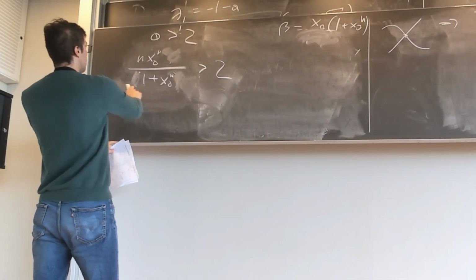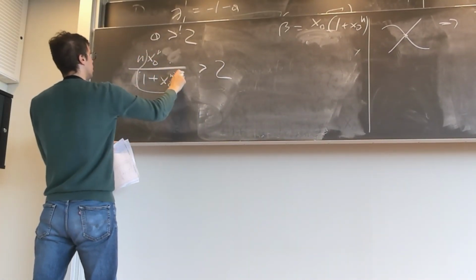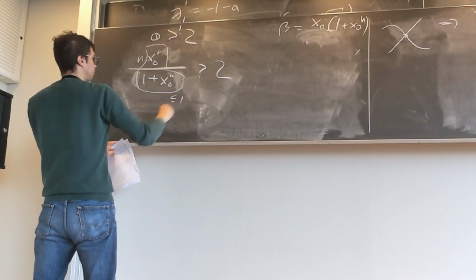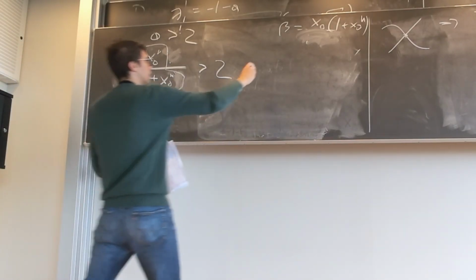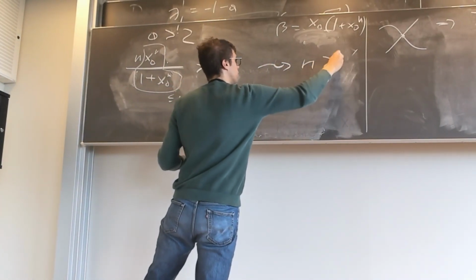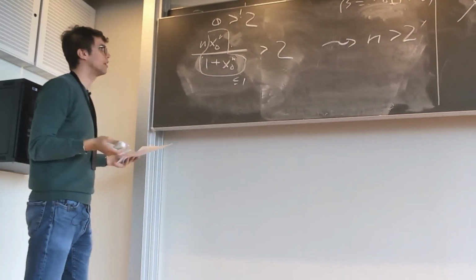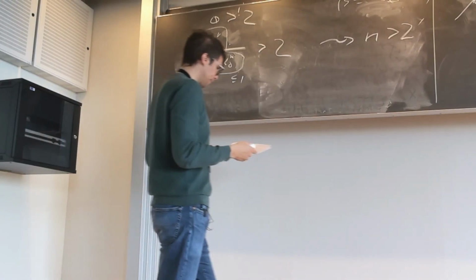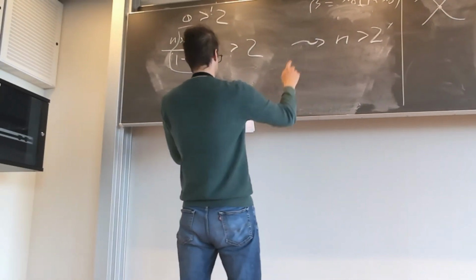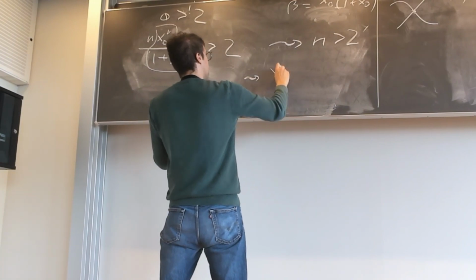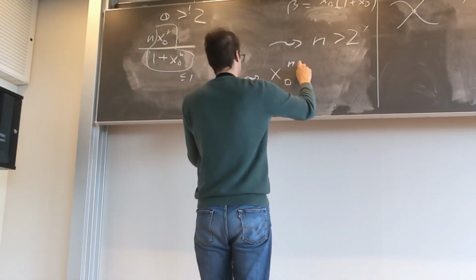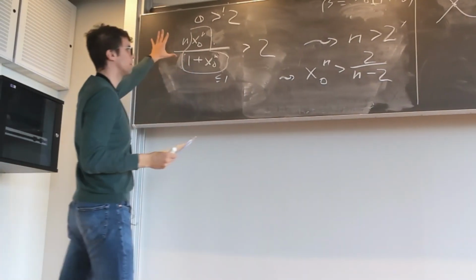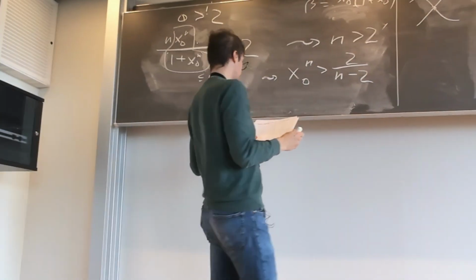Okay, so what we see in particular is that this term can only ever be at most 1, strictly smaller than 1 in particular, which means that n has to be bigger than 2. So this cooperativity constant has to be bigger than 2. And then going back, we know that x0 to the n has to be bigger than 2 divided by n minus 2, just by following this argument.